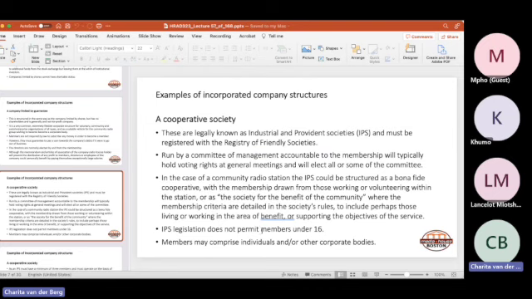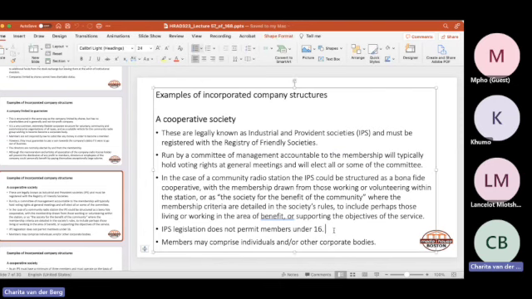IPS legislation does not permit members under 16. Okay, so 16 is the minimum age that you can start joining one of these cooperative societies. Again, we get a lot of community types of radio stations that'll fit this bill. Members may comprise individuals and or other cooperative or corporate bodies. So you don't have to be an individual. You can be a corporate body to join a cooperative society.